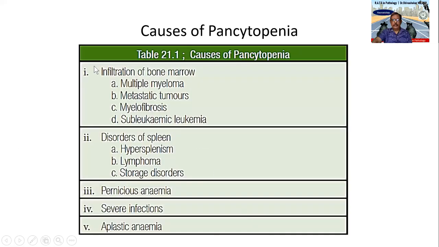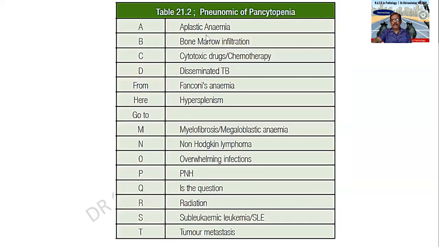I would like you people to read it. They are from my book, 1 page. Infiltration of the marrow, disorders of spleen, pernicious anemia, severe infections, and aplastic anemia. Aplastic anemia by itself also can be a cause for pancytopenia, but all cases of pancytopenia are not aplastic anemia. So, if you feel that this is a little difficult, then go in for this.